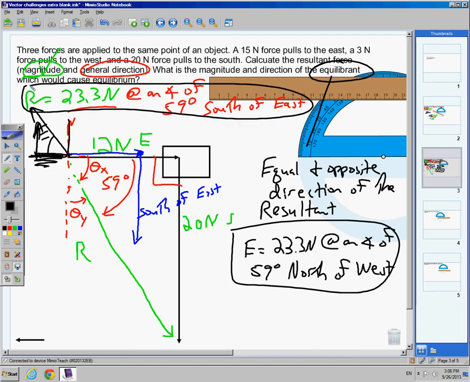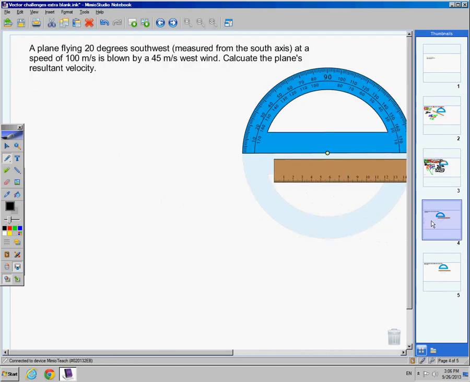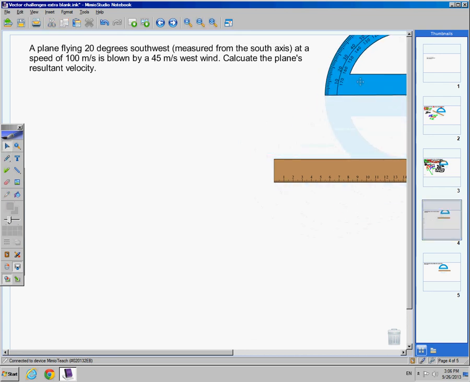Let's check out the next one. A plane is flying 20 degrees southwest, measured from the south axis at a speed of 100 meters per second, is blown by a 45 meter per second west wind. Calculate the plane's resultant velocity. Okay, I'm going to love this question only because I don't have to use the protractor and ruler. Even though you could draw them to scale and measure them, I'm going to save some time here.